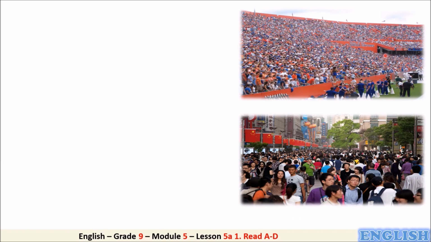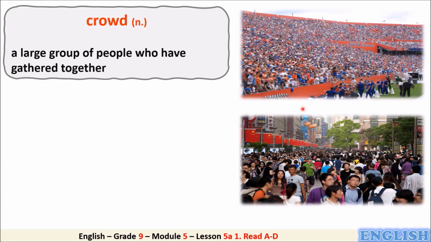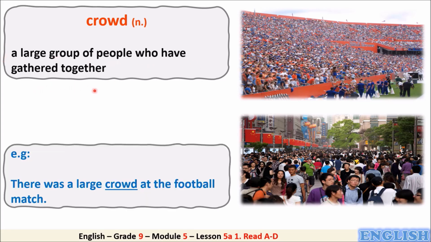Look at the people here. What do we call them? Excellent, my students. Crowd. It is a noun, which means a large group of people who have gathered together. For example, there was a large crowd at the football match.